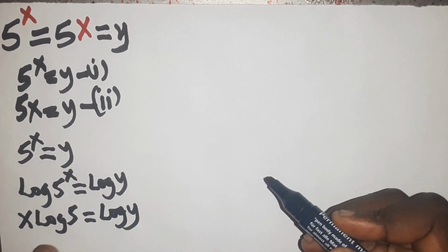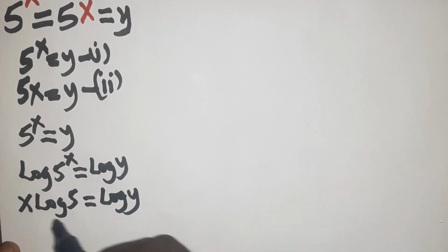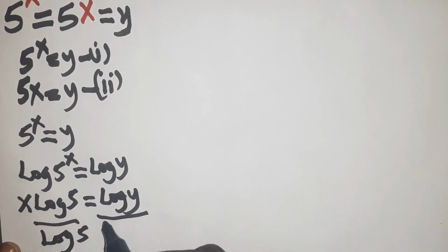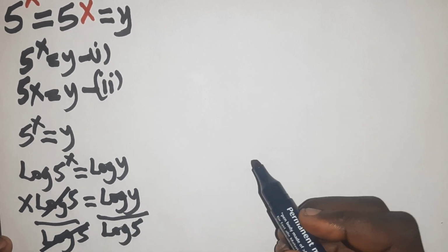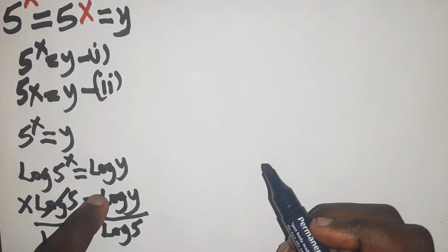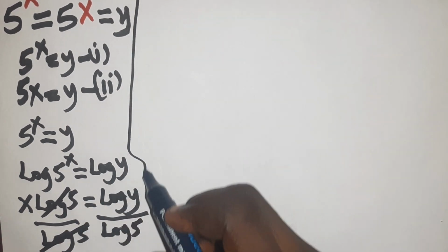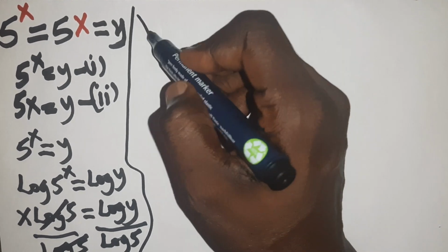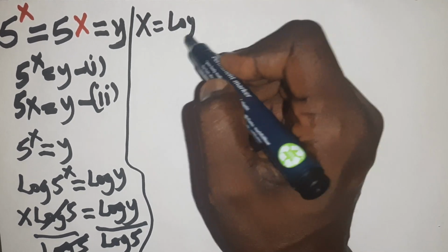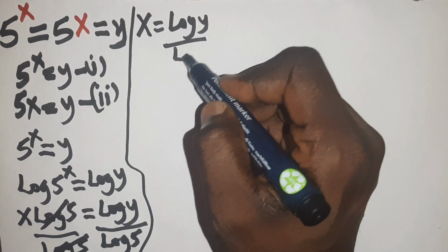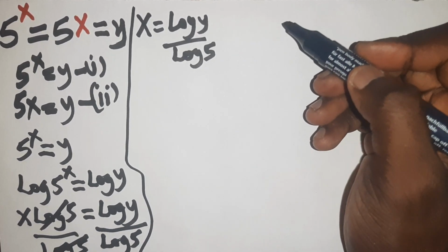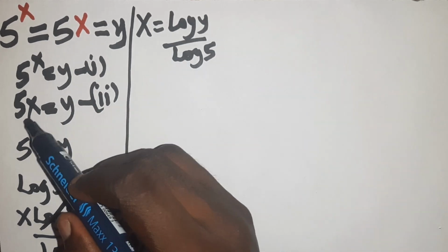So dividing both sides by log 5. So divide here by log 5 and also divide here by log 5. So log 5 cancels log 5. Then I know that x is now equal to log y over log 5. Then I can now substitute the value of x into equation 2.